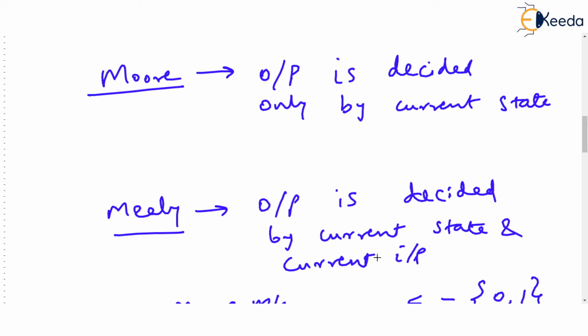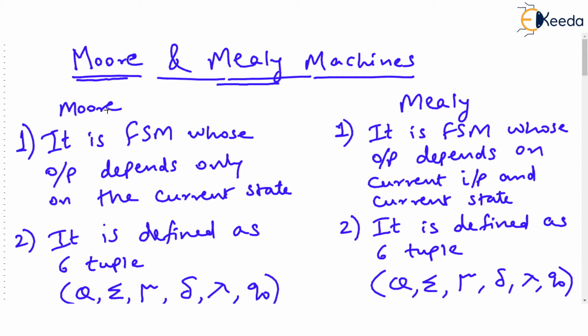So let's go to the definitions. Nothing more to read now. See, a Moore machine is an FSM, finite state machine again, whose output depends only on the current state. Whereas a Mealy machine is an FSM whose output depends on both the current input and current state. That's why the output is written on the transition in a Mealy machine, whereas in a Moore machine, outputs are written inside the state.